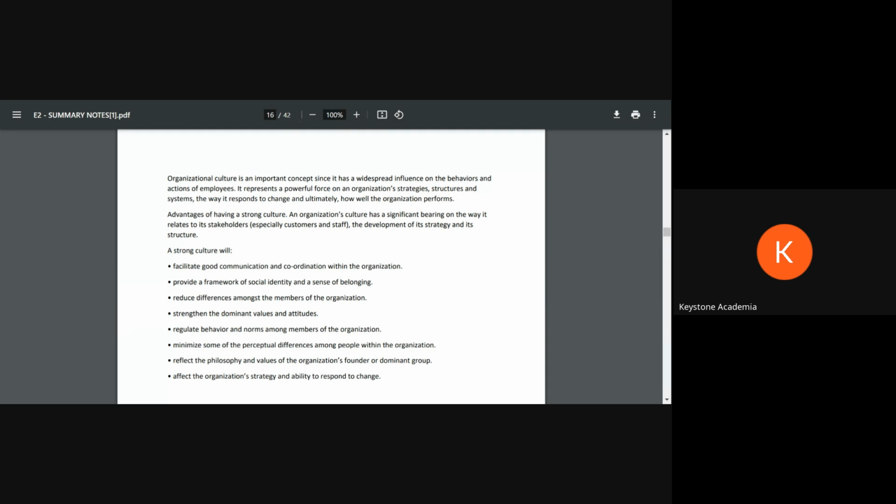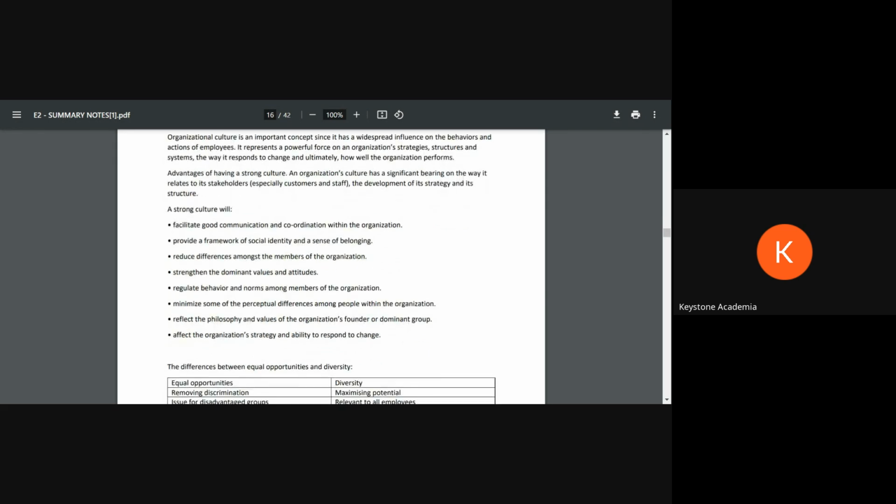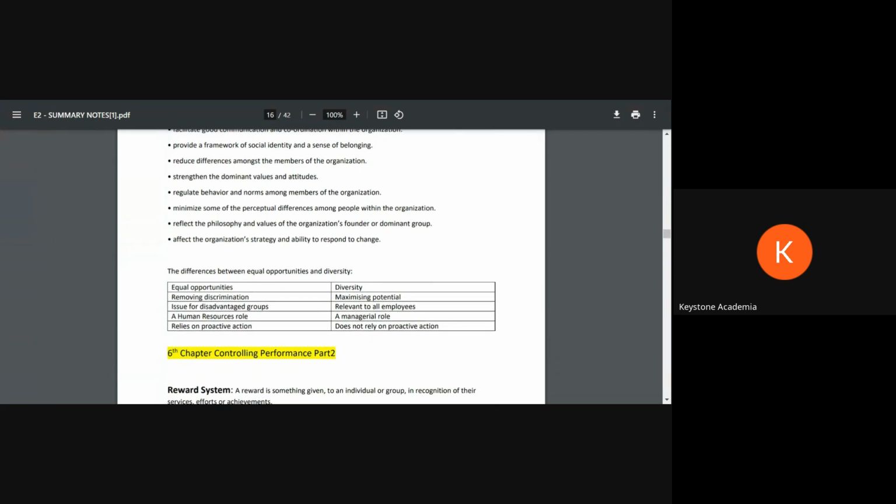Okay. Do you guys cover every point from that? Do you guys think you covered key points? I think because the human resource role, manager role, and proactive actions and non-proactive actions, maximizing potential.